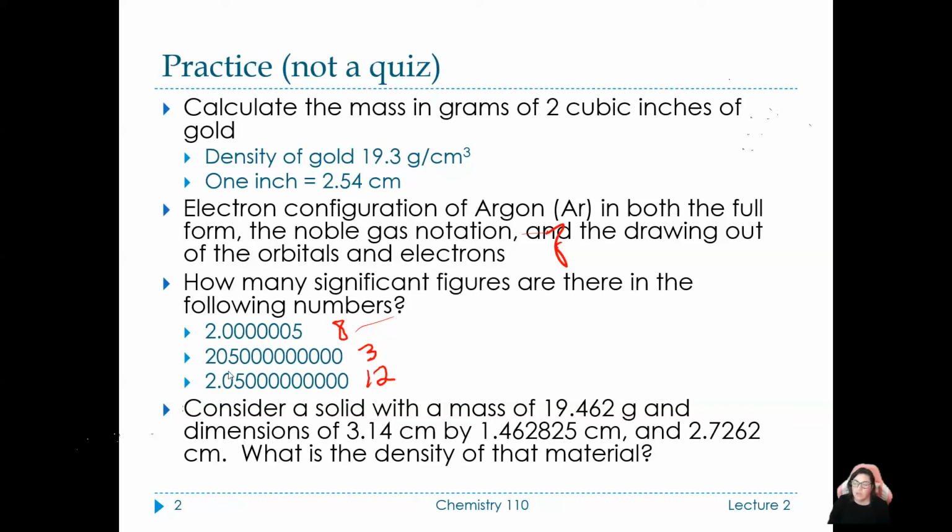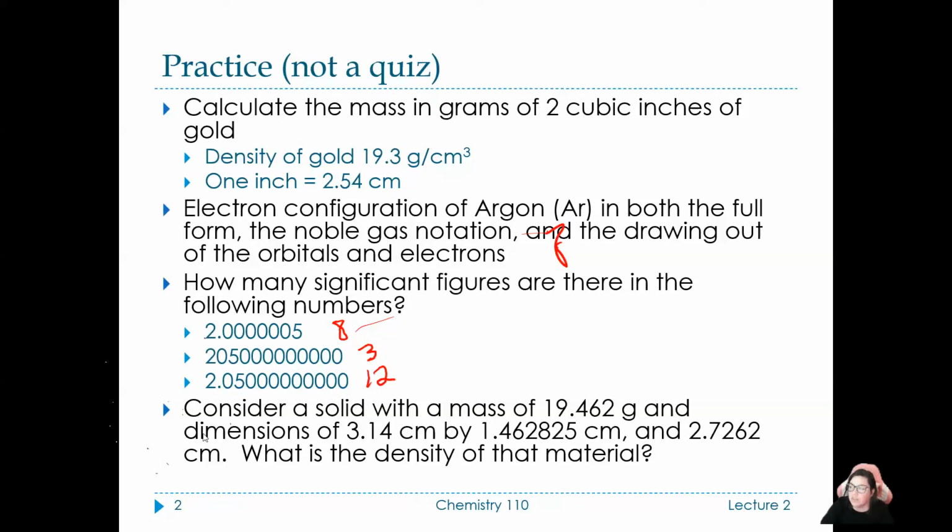19.462 divided by 3.14. Divide that by 1.462825 and divide that by 2.7262. And I get a number. Yay, 1.555 and a bunch of other digits.